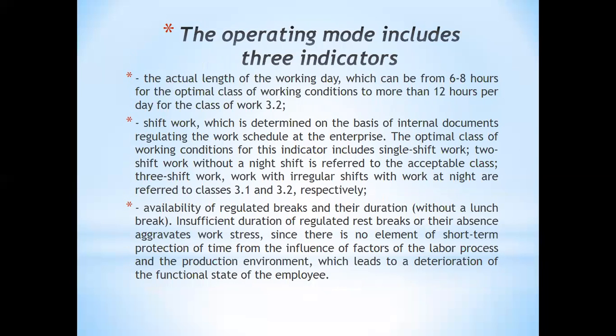The operating mode includes three indicators: the actual length of the working day, which can be from 6 to 8 hours for the optimal class of working conditions, to more than 12 hours per day for the class of work 3.2. Shift work, which is determined on the basis of internal documents regulating the work schedule at the enterprise. The optimal class of working conditions for this indicator includes single shift work. Two shift work without a night shift is referred to the acceptable class. Three shift work with irregular shifts with work and night are referred to classes 3.1 and 3.2 respectively.